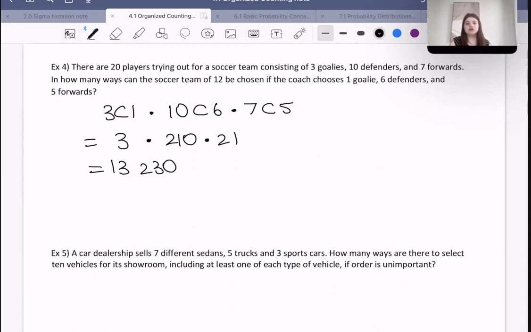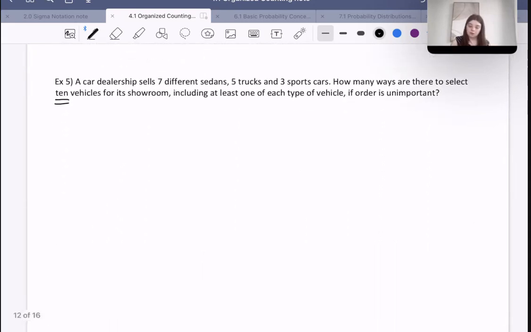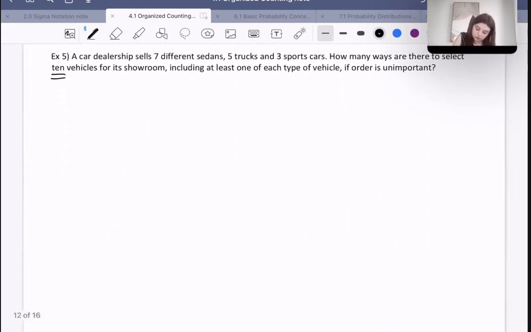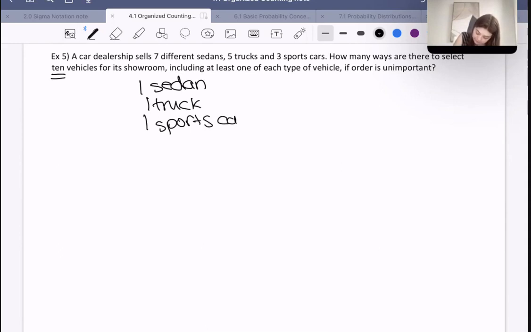We must choose 7 other vehicles. Let's see, because we want to choose 10 vehicles in total, right? 10 vehicles total, but we must choose 1 of each. So already what we're going to do right off the bat here is choose 1 sedan, 1 truck, and 1 sports car. Okay? So that leaves us with what?